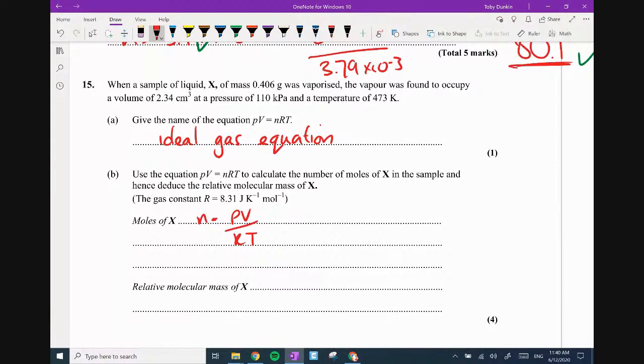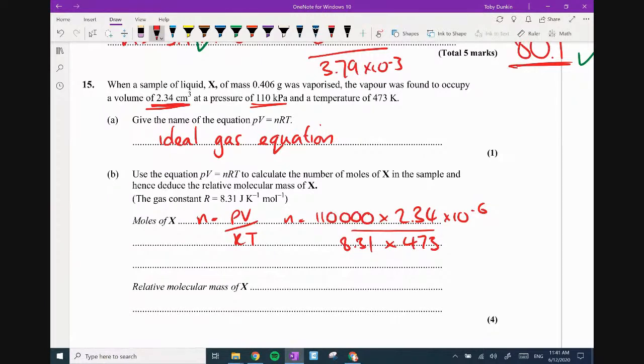So pressure, where's pressure? Got to convert. Yeah, so number of moles equals 110,000 multiplied by a volume, 2.34 times 10 to the minus 6. Do you see how easy that is when you get centimeters cubed? You just got to be careful in case you get dm cubed, because then it's 10 to the minus 3. Just watch out. Over R, 8.31 times by a temperature in Kelvin, which I don't need to convert, 473.